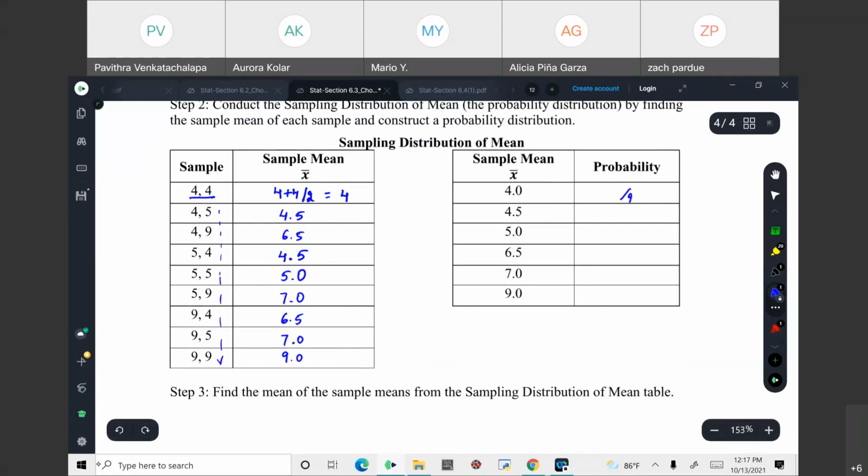What goes to the numerator is the number of times the number is repeated. If you see the number 4, how many times is it repeated? Only 1. So the outcome will be 1 out of 9. What about 4.5? 2 by 9. 5, 1 by 9. 6.5, 2 by 9. 7, 2 by 9. 9, 1 by 9. So this is how you calculate the probability. Now this is done.